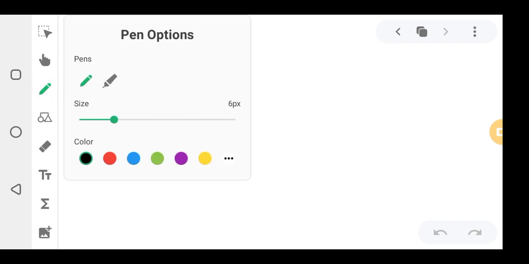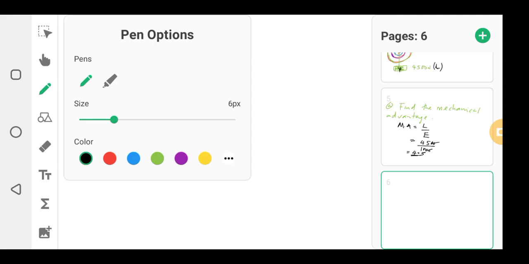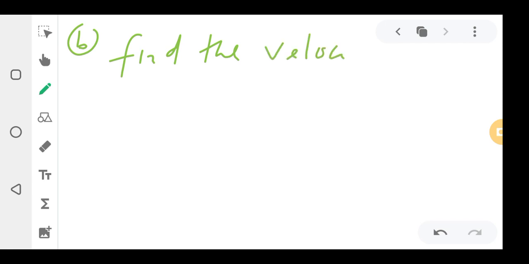Question B, from the same question. Okay, we're doing question B, guys. So question B of the same question, how are you going to solve? Find the velocity ratio.